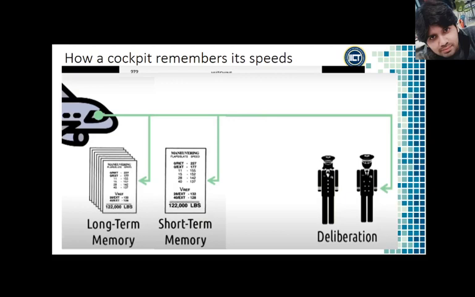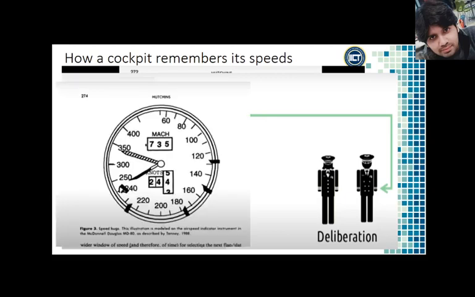At this point, we have to attribute knowledge of those speeds to the cockpit itself. If we were to isolate either pilot, they would be unable to say what the speeds are from memory. But without the pilots to interpret those speeds, the card itself is meaningless. So it's the system of the entire cockpit, including the pilots, the booklet, and the current card that remembers the speeds.